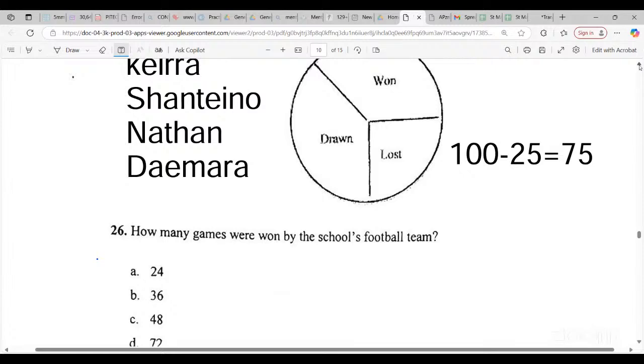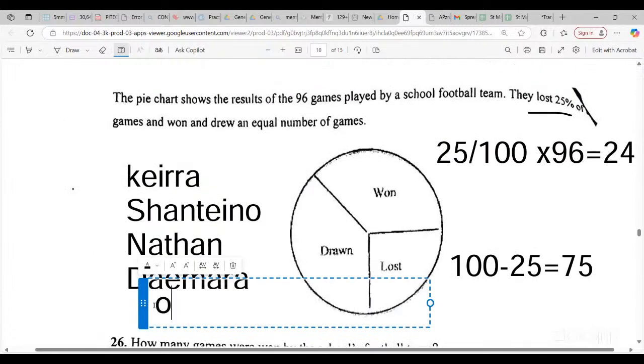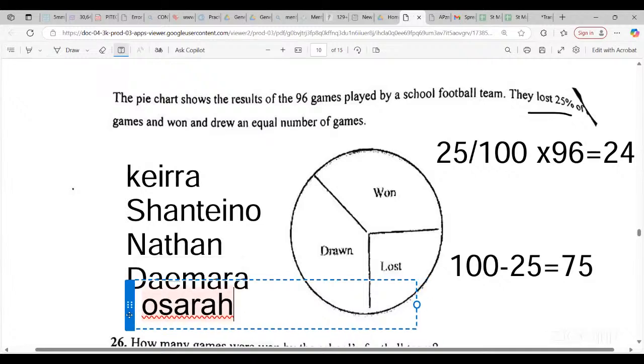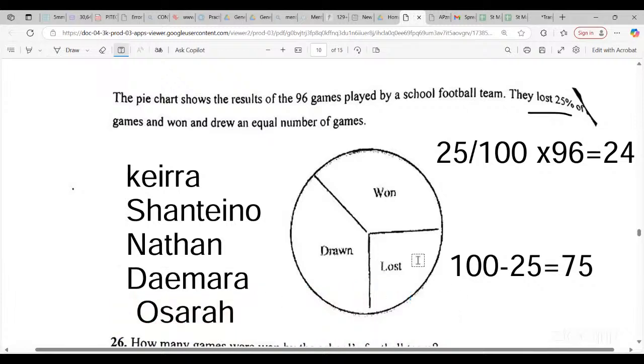Go ahead, Osira. Okay, so can you go up to the heading? Yes, sir. So it says the pie chart shows the results of 96 games played by a school football team. They lost 25% of games and won and drew an equal number of games.